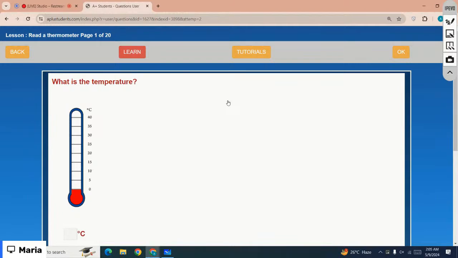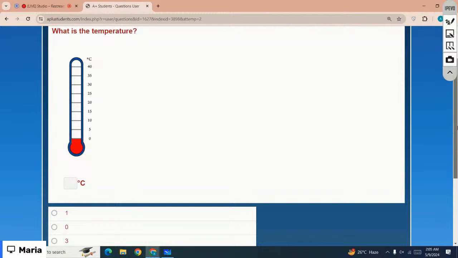What is the temperature? Which is the correct option? You have to look for the area where the color changes from red to white. Yes, that is 0 degree C, right? You can see here the unit of the temperature is C. Celsius is the temperature. The correct option is 0. Very good.